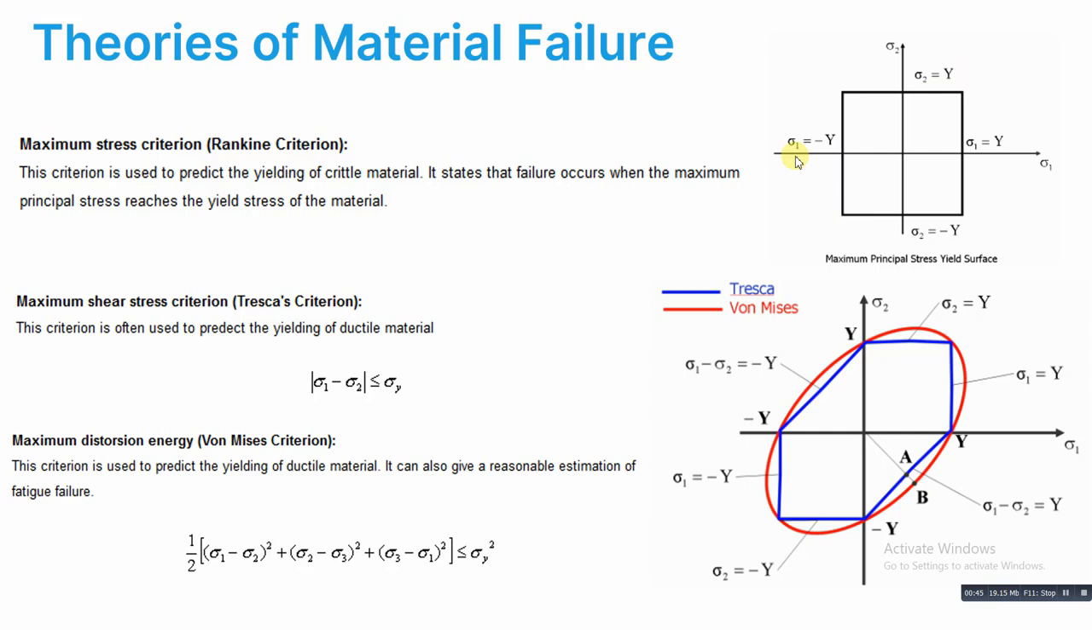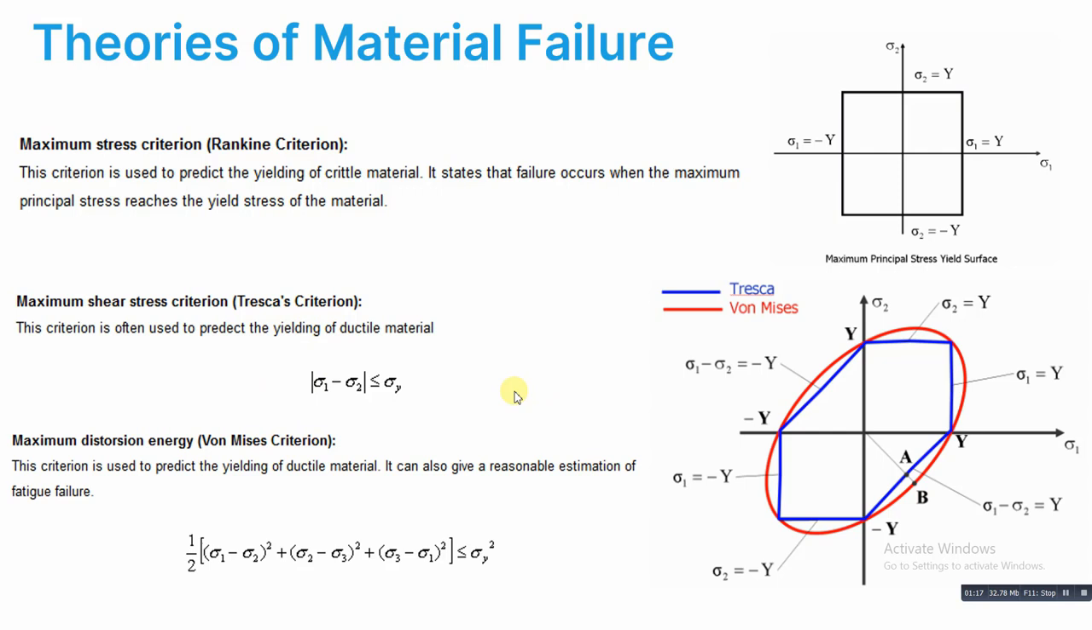Rankine depends on the principal plane, which is a plane that has no shear, and the maximum principal normal stress in this plane can be compared with the yield stress generated from the experimental tensile test. Rankine can be used for brittle materials and it is not recommended for ductile materials. On the other hand, for ductile materials, it's recommended to use Tresca and von Mises. Tresca and von Mises are very similar criteria.